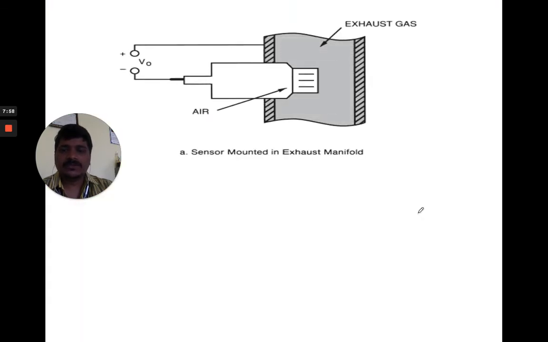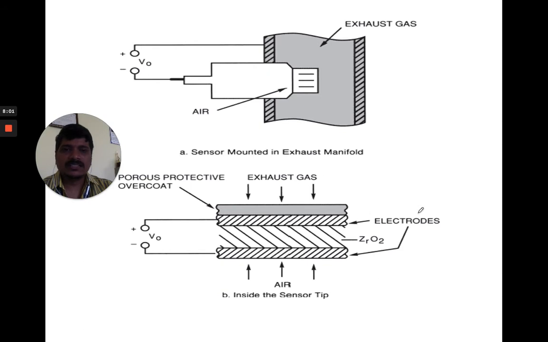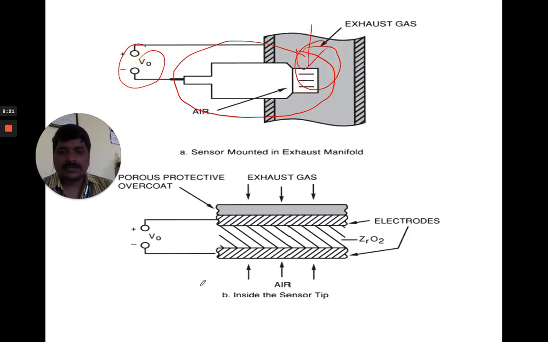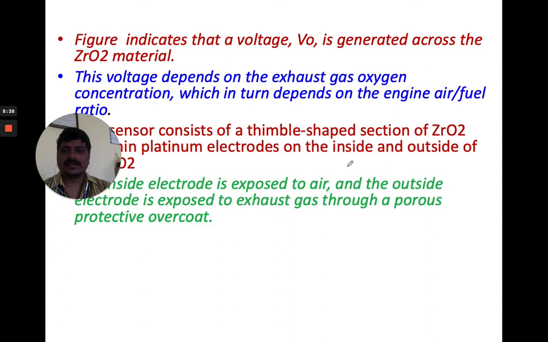Okay, what I showed you in the previous diagram is the same thing. As I told you, this part is the sensor part. In the V2 exam, you are supposed to write this diagram. That's why it is called a sensor mounted in an exhaust manifold. This is the exhaust gas flowing, and this is the power supply. Inside, the sensor looks like this. I hope you have understood how this oxygen sensor or lambda sensor works in a vehicular system. That is all I have explained.